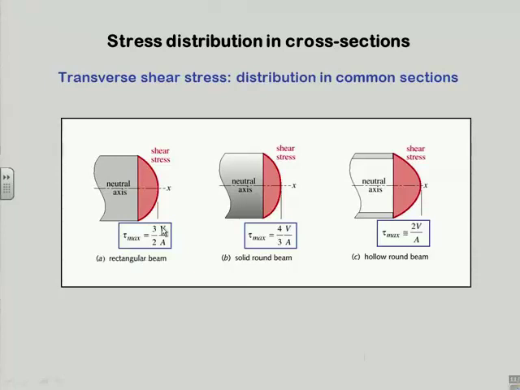So if I have a rectangular section, that formula, after you do all that integration stuff, turns out to be 3/2 V over A, total area. And if it happens to be round, it's 4/3 V over A. These are the maximum values at the neutral axis. And if it's a hollow tube, it's approximately 2 times V over A. Not exactly. Depends on the thickness of the walls as to how that would actually come out.